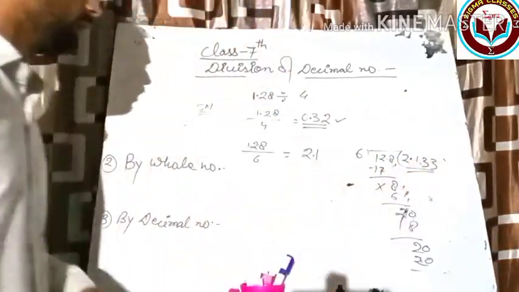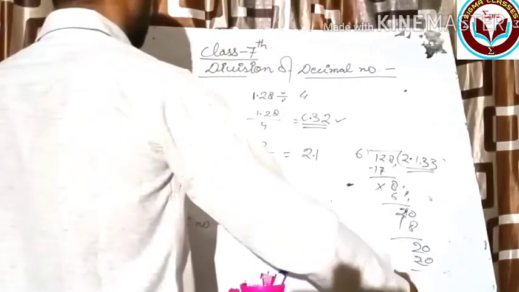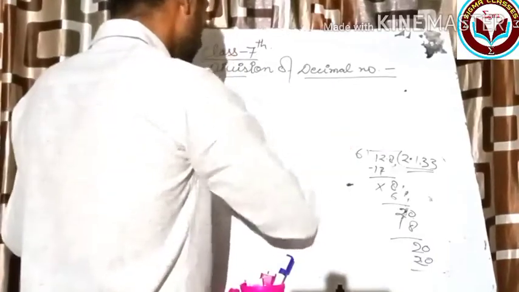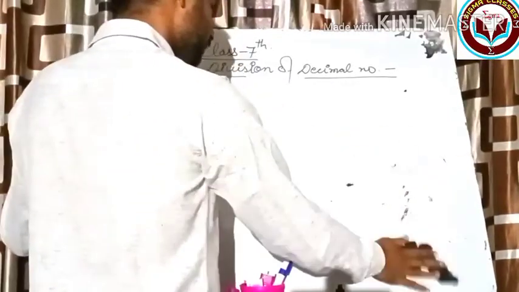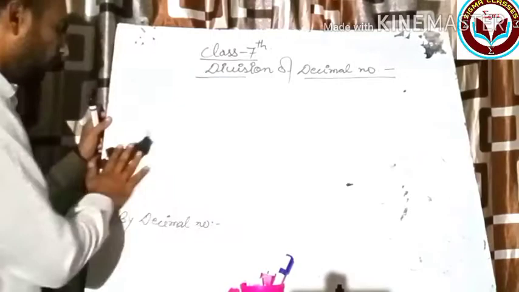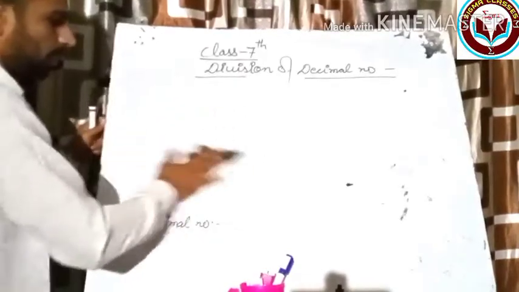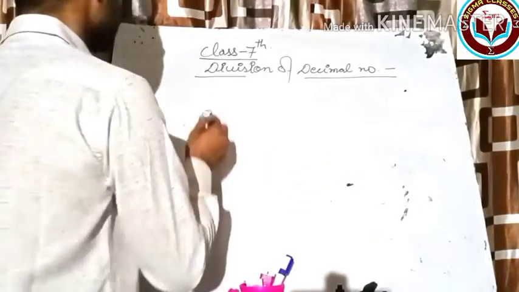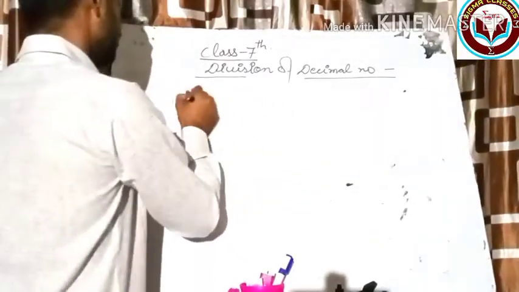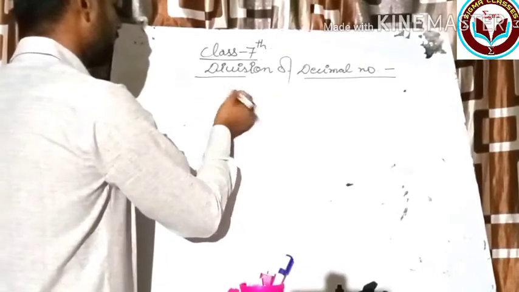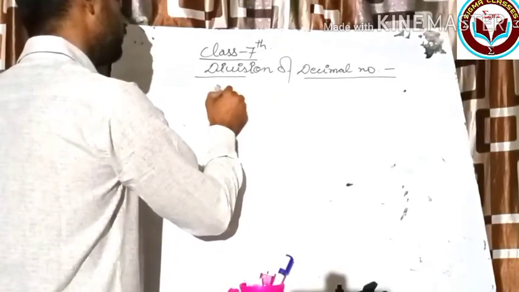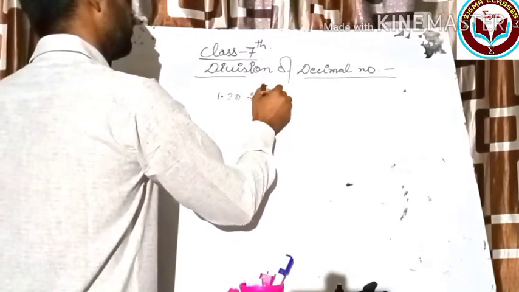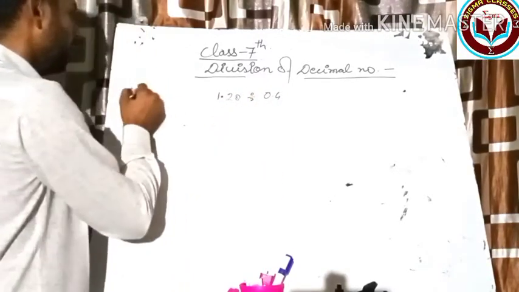Okay, so in this way we have learned how to divide a decimal number by a whole number. Now the next topic is what? Division of a decimal number by a decimal number. Okay, it is your last topic of this exercise. Okay, let's take the same example. 1.28 divided by 0.4. Okay, it will be your question.